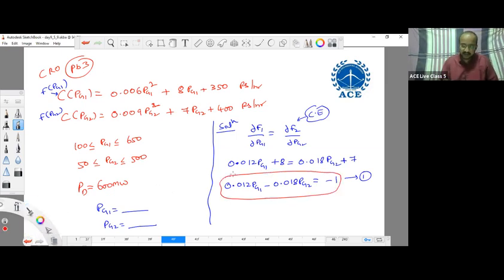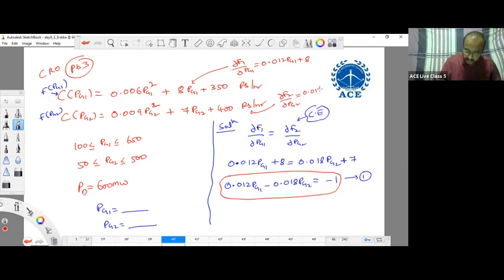Differentiate this first equation, you'll get df1 by dpg1. Differentiate, what do you get? 0.012 pg1 plus 8. And if you differentiate this, you will get df2 by dpg2. What do you get here? 0.018 pg2 plus 7. Okay, so you got this one.